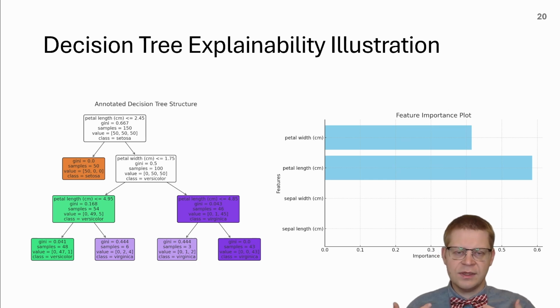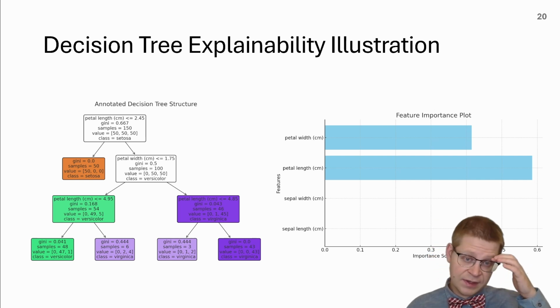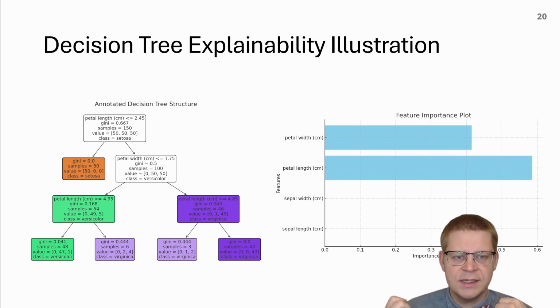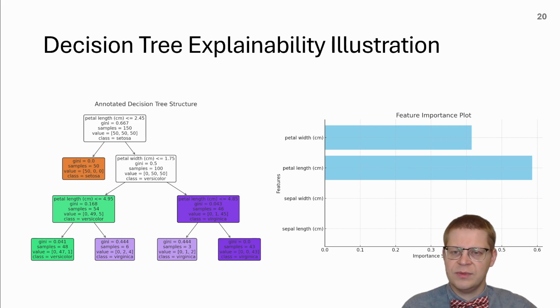And we can even take a look at the if-then rules that can be derived from the tree. So if petal length is less than 2.45, then class is setosa. If it's more than 2.45 and petal width is less than 1.75 and petal length is less than 4.95, then class is versicolor. And we can get all the rules from the tree just by running through it.